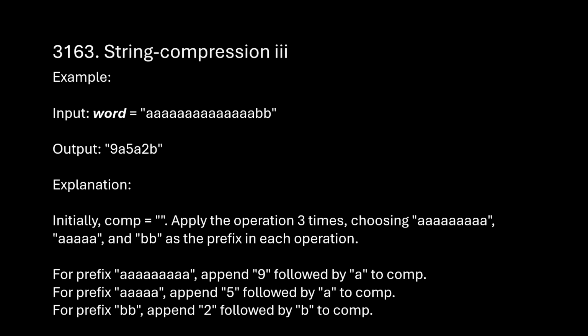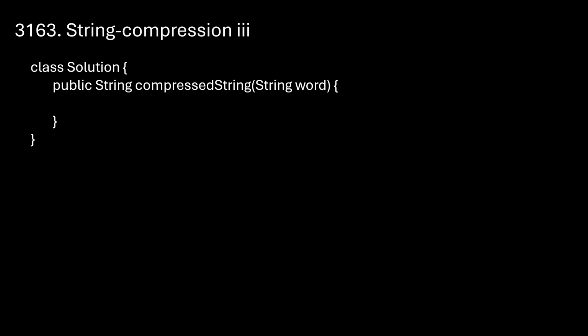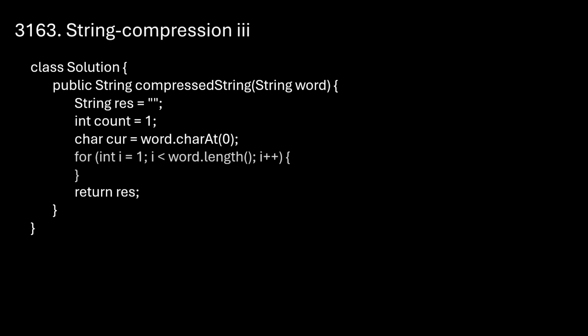So why don't we get into the code? This is the starter code it gives you on LeetCode. You're given a string word, and you have to create the method compressedString. First, we'll make a result string that we're going to output. We'll have a count, and then we'll start off with a character, the initial character of word, which would have been A if it was A, B, C, D, E. And then we'll loop through all of the letters in the word.